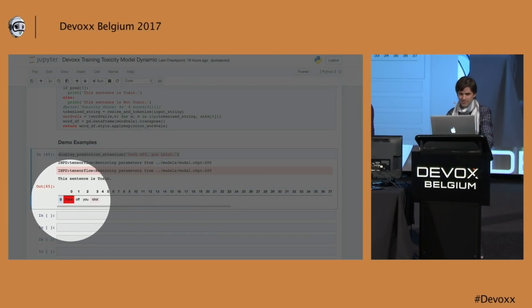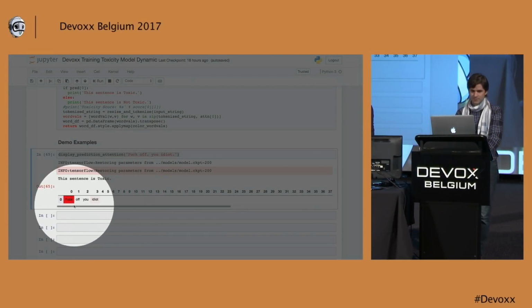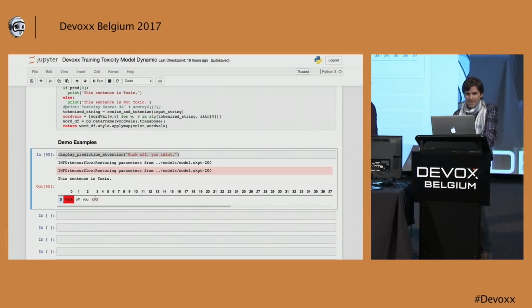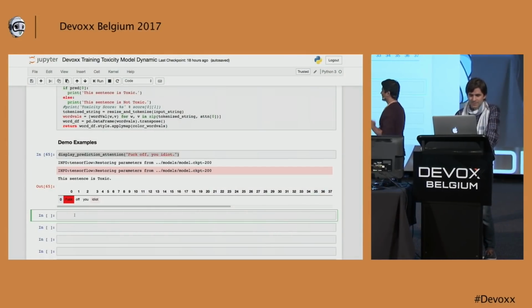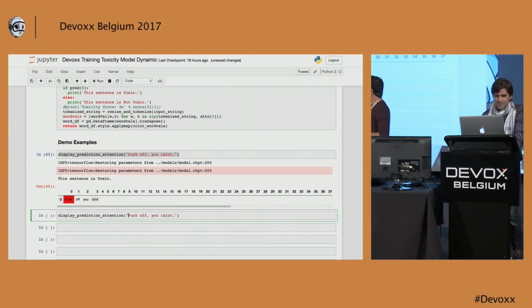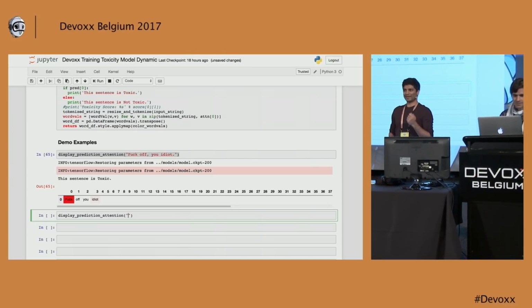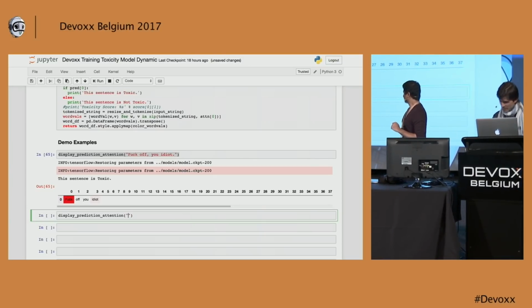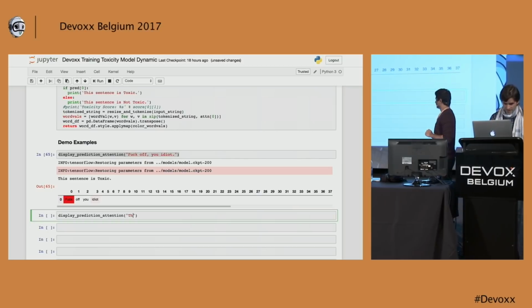And another nice thing about attention is it gives you some kind of interpretability because it tells you what the model was paying attention to. So for this sentence, the model thinks the sentence "fuck off, you idiot" is toxic, and it's paying attention to the words "fuck" and "idiot." Great. Let's try something else.